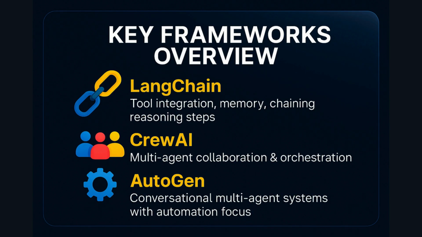Second is CrewAI, which focuses on orchestrating multi agent collaboration, enabling agents to work together efficiently toward shared goals, an approach especially valuable in complex environments. Third is AutoGen, which emphasizes automation within conversational multi agent systems, streamlining interactions and reducing manual intervention. Together, these frameworks represent the cutting edge of agentic design, offering developers powerful tools to build scalable, modular, and intelligent solutions. This overview sets the stage for deeper exploration into how these frameworks can be applied across industries and use cases.